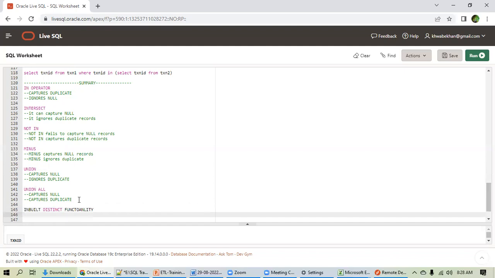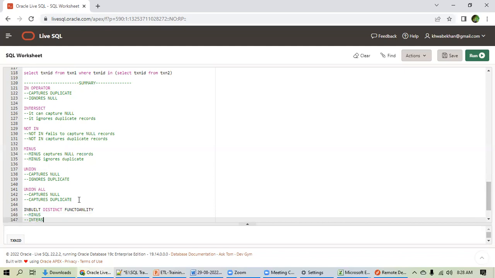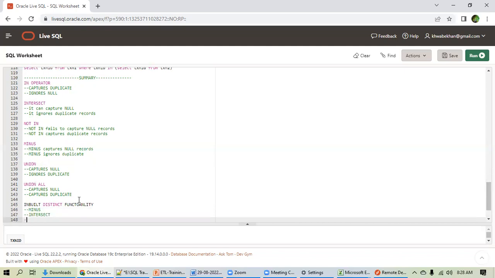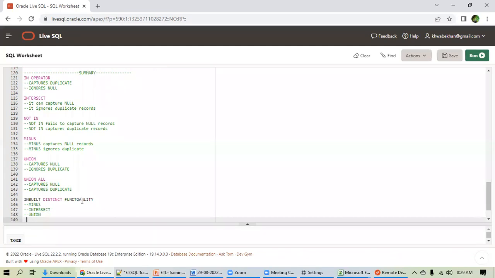Inbuilt distinct functionality. Pardon me for spellings. Minus and then intersect. Then union. Okay, this is from today's class. Any other keyword which you know, and you have studied, we have discussed those keywords.